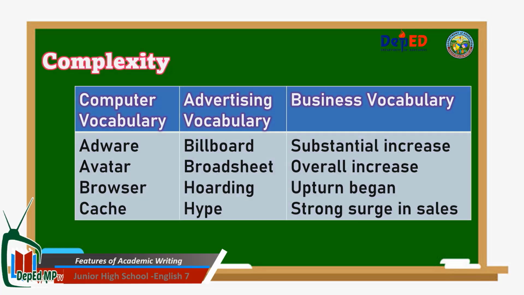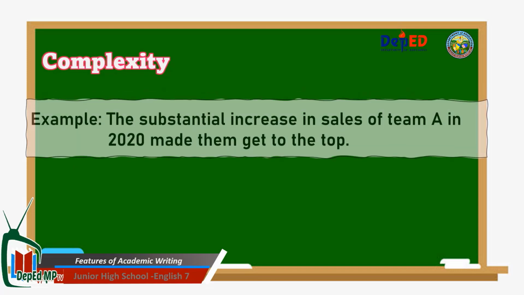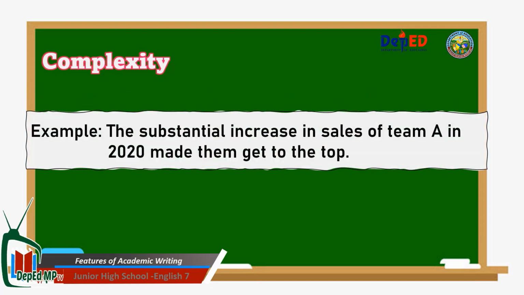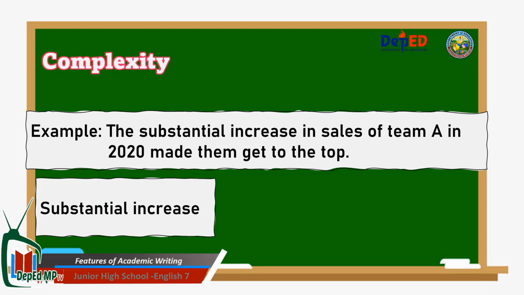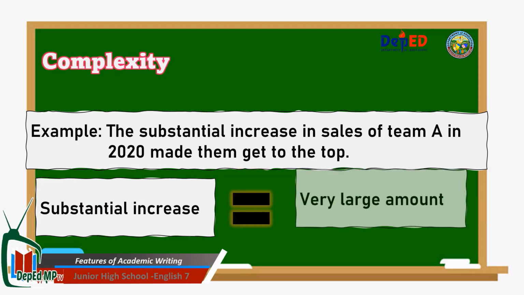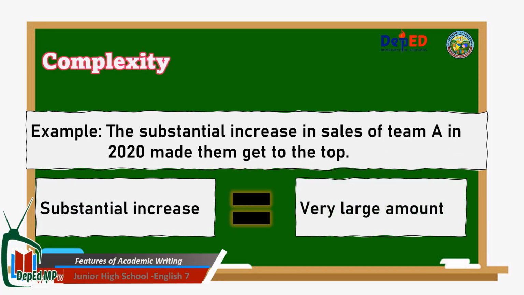Let's use one in an example. The substantial increase in sales of Team A in 2020 made them get to the top. Substantial increase is a business jargon which means a very large amount.